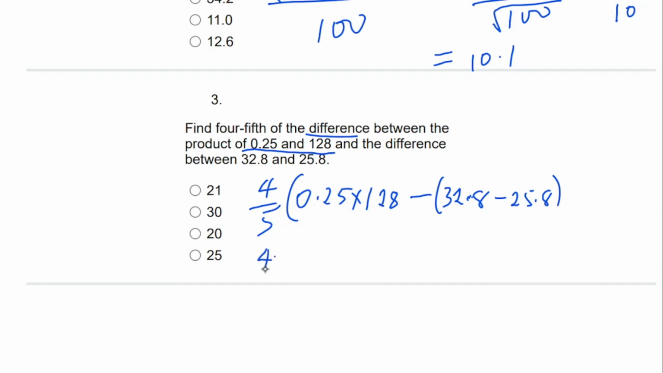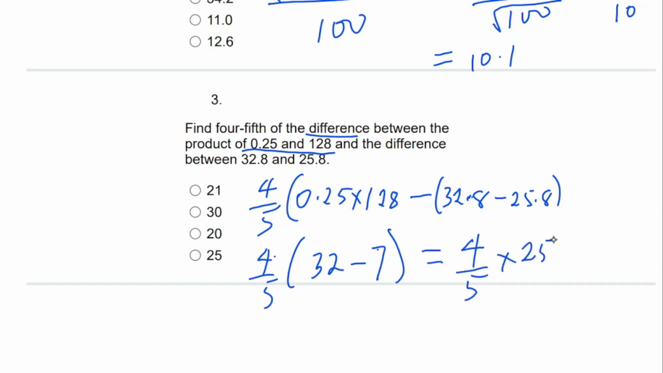So which has 4/5 into bracket 32 minus 32.8 minus 25.8, that gives us 7. Good. That gives 7. So which means 32 minus 7 will give us 25, times 25. So 5 here, 1, 5 here, 5. So 4 times 5 equals 20. You can see this is very interesting.